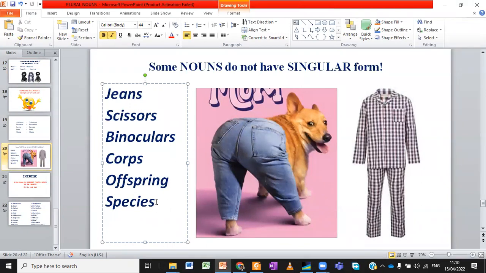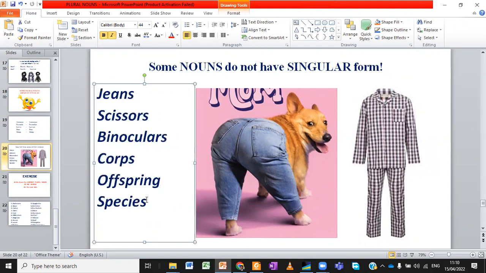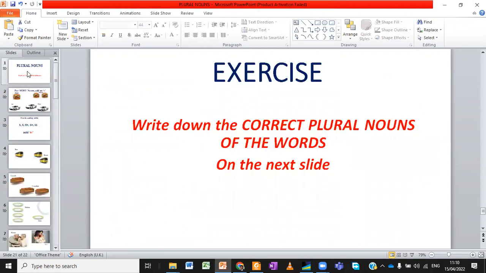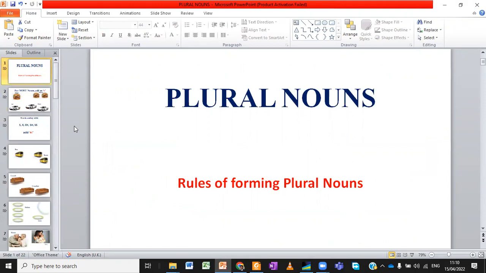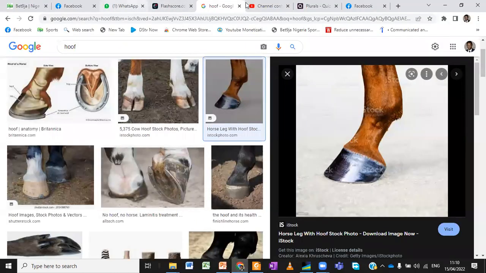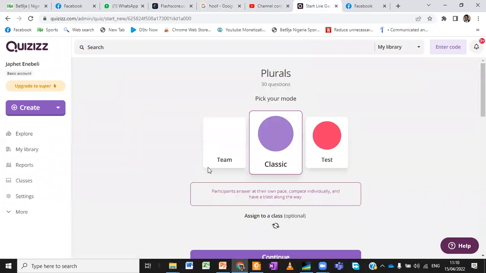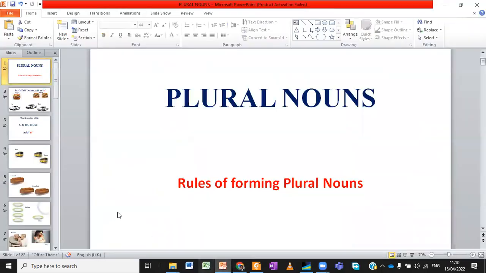Species, like you do in your biology, in your science. Plant species, so there's nothing like specie. There must be an S, species. Now, let me take you through this once more before you attempt the quizzes, which will actually help you understand the plural. So, I said when forming plural nouns, there are rules.